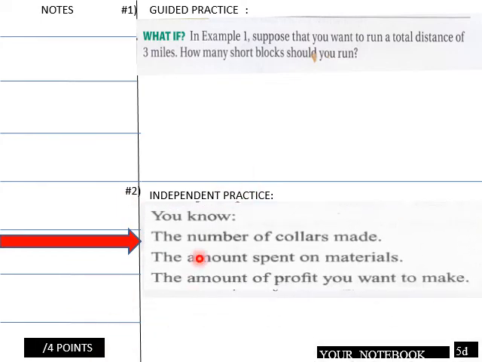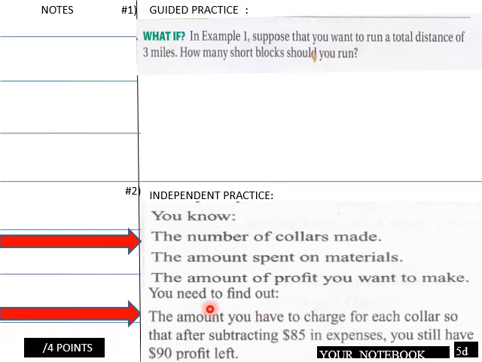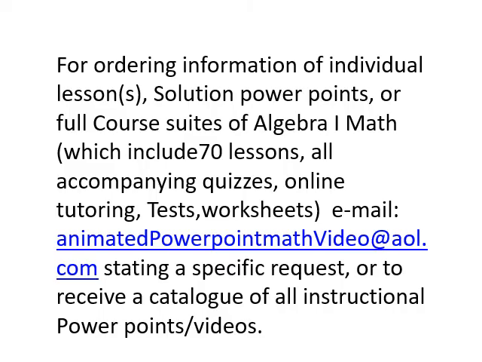The independent practice. You know the number of collars made, the amount of money spent on materials, and the amount of profit you want to make. So you need to find out the amount you have to charge for each collar, so that after subtracting $85 in expenses, you still have $90 left. That's a big plus for you, students.